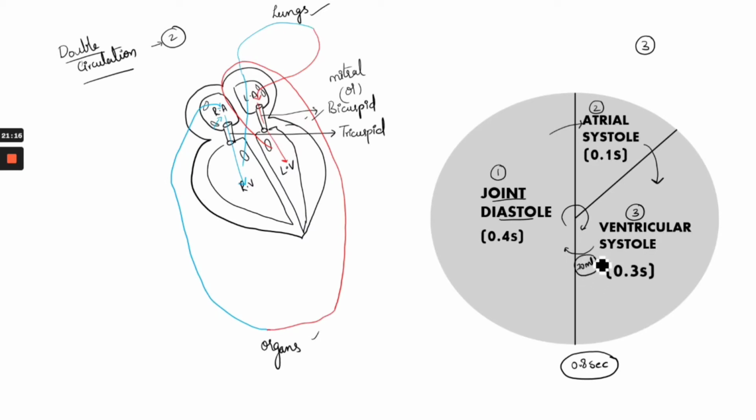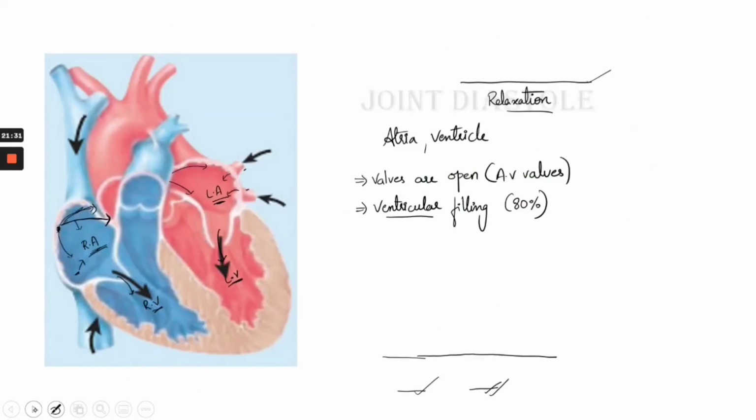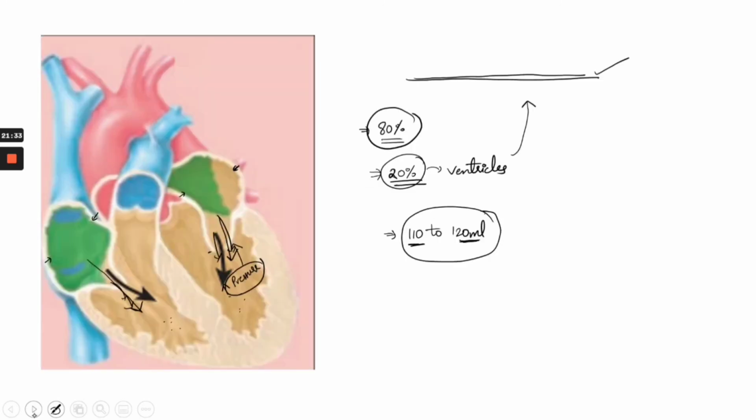From the aorta, it is going to different parts, and from the pulmonary trunk it is going to the lungs, right? So 70 ml is pumped from the ventricles. For one complete cycle, how much stroke volume do we have? That is 70 ml, right?